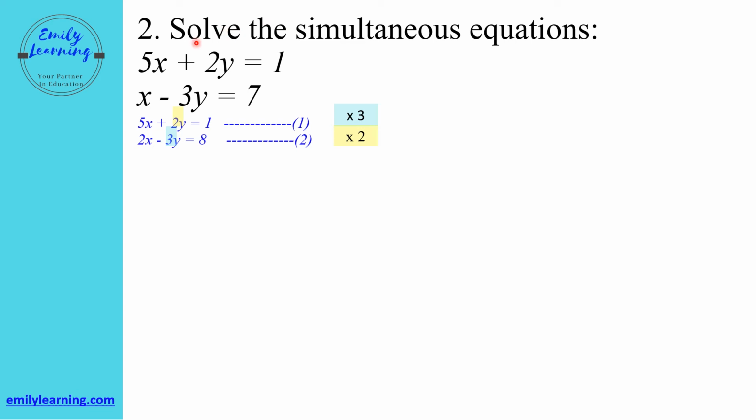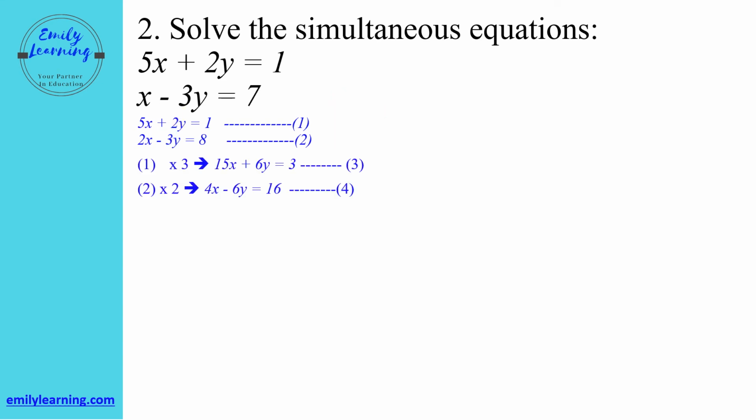So this is the second question. In this question, I want to make y the same. The coefficient of y in the second statement is 3, so I'll multiply everything in the first statement by 3. The coefficient of y in the first statement is 2, so I'll multiply every term in the second statement by 2. You can look at it as, since here is 2, I'll multiply the other term by 2. Since the coefficient of y is 3 here, I'll multiply every term in the first equation by 3.